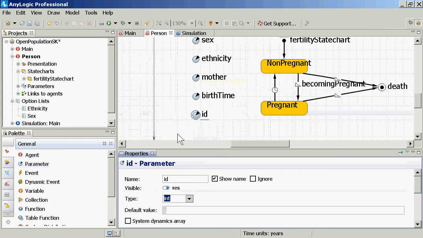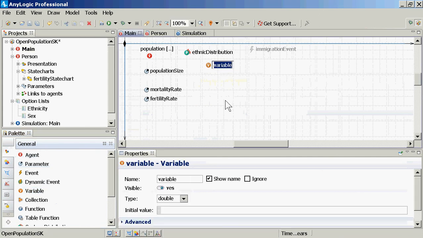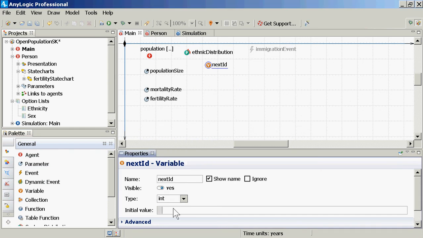Okay, ladies and gentlemen. Next, this is a nugget. This is nuggetable. Boy, is it. Okay, up in main, we're going to add in a variable. This variable is going to be called next ID. And we're going to make it an int, and it's going to hold the value 0. Okay? This is going to be the next ID we give out.